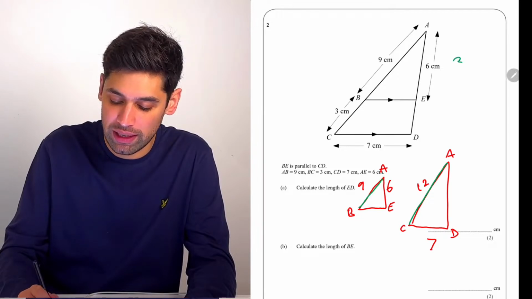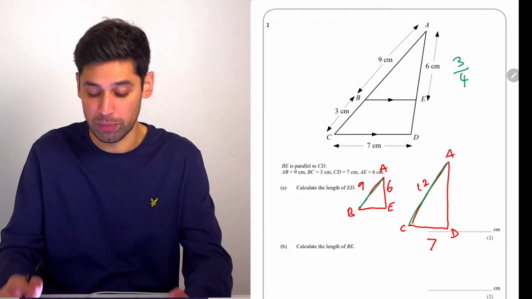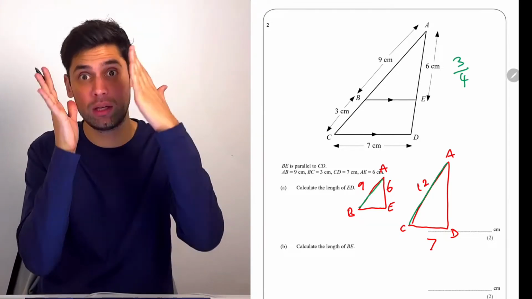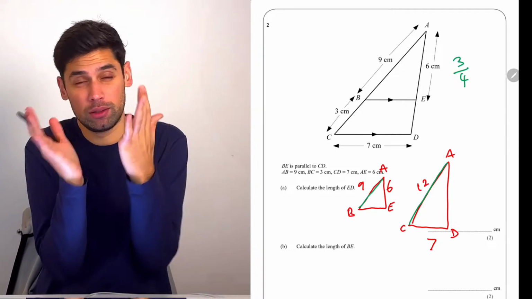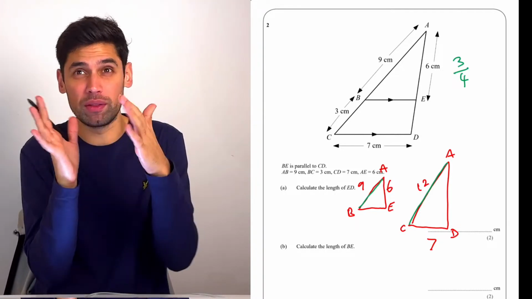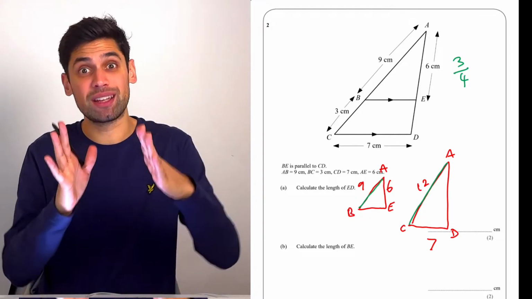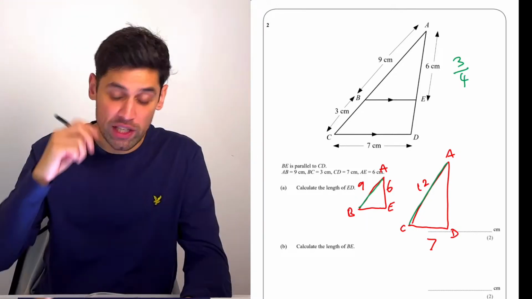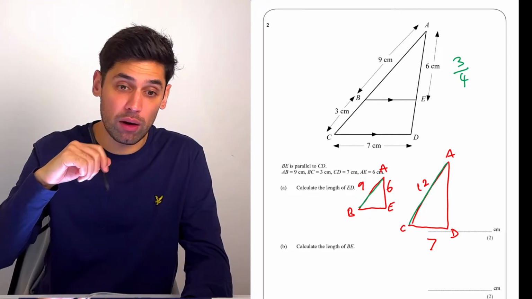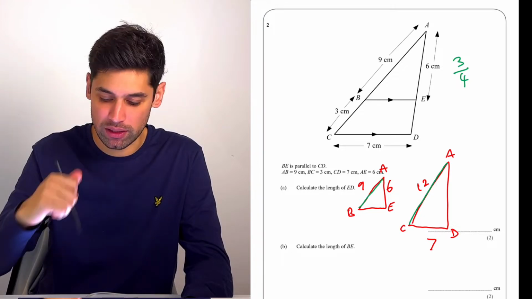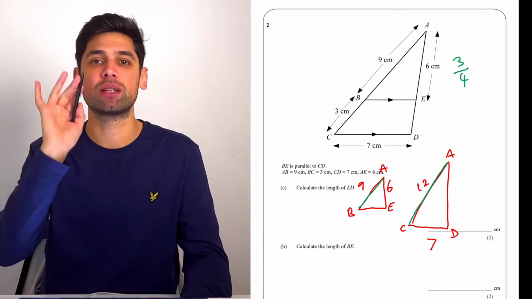So our scale factor is 3 quarters, because those two lengths are not the same length because they're different lengths, but they are the equivalent sides. Those two sides are the equivalent sides. We divide them to figure out the scale factor, 3 quarters. That is what we're going to be multiplying and dividing by.